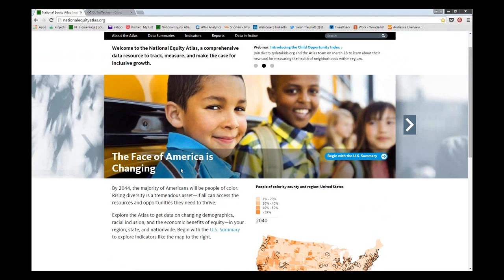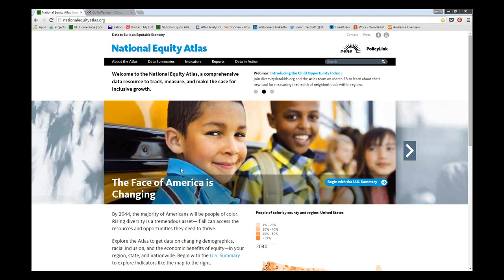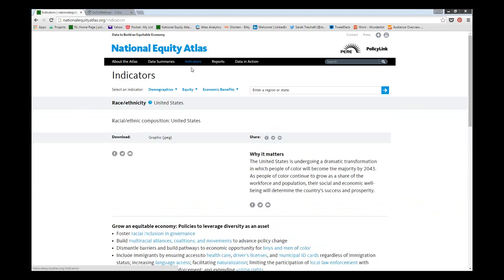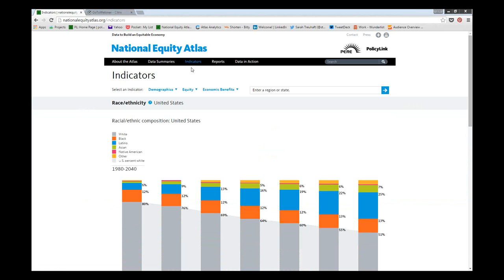The Atlas is a tool to provide you with the data and policy ideas to measure and track the state of equity in your community and make the case for equitable growth. It provides extensive data, some of it never before publicly available, on 25 indicators of demographic change and equity and the economic benefits of equity. We provide these indicators for the largest 150 metropolitan regions, all 50 states, and the U.S. as a whole.